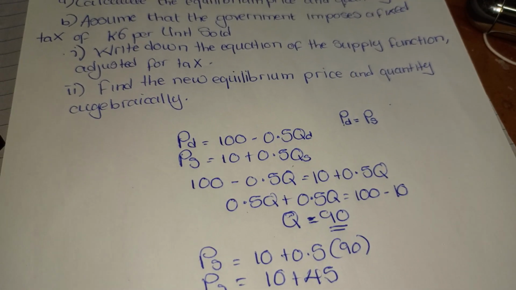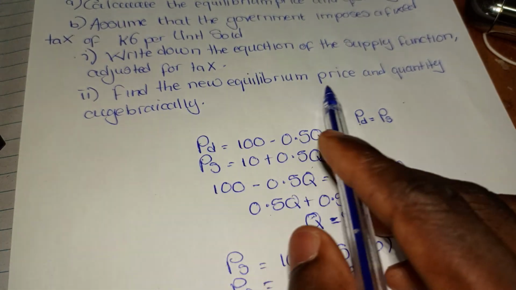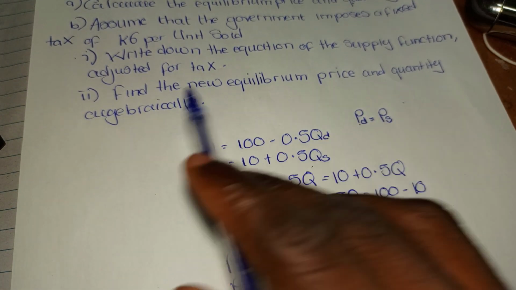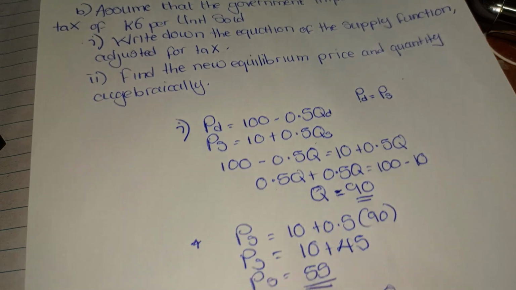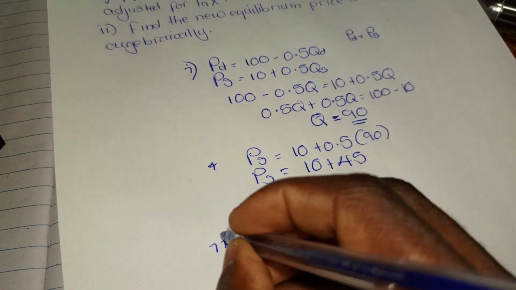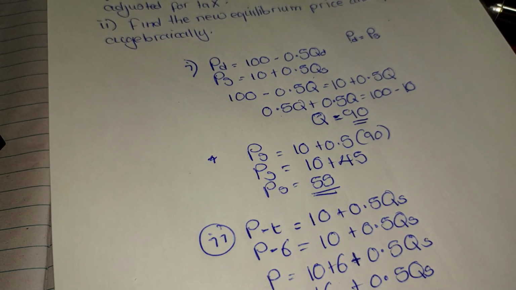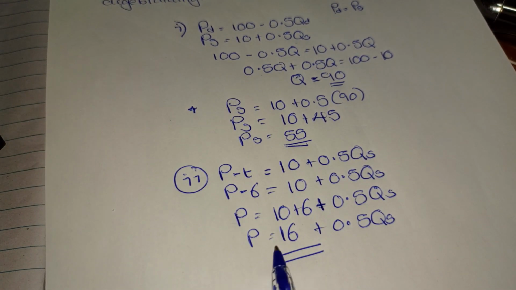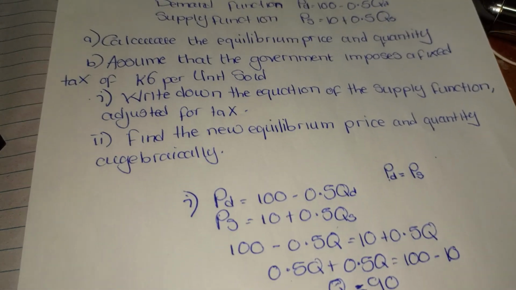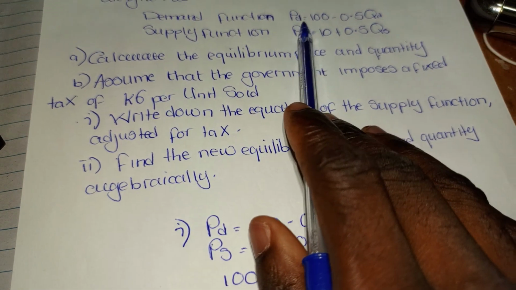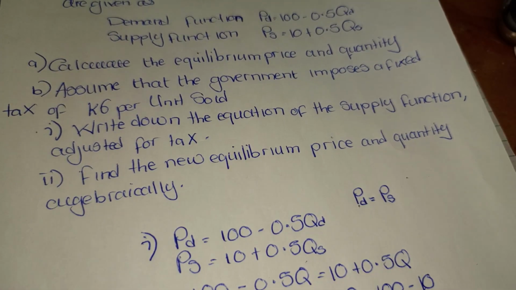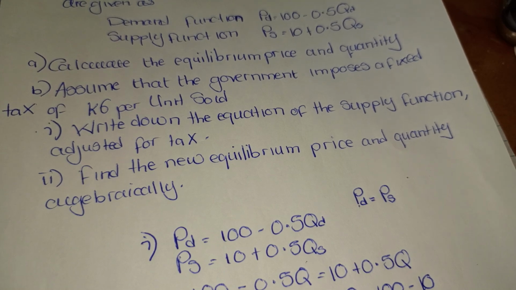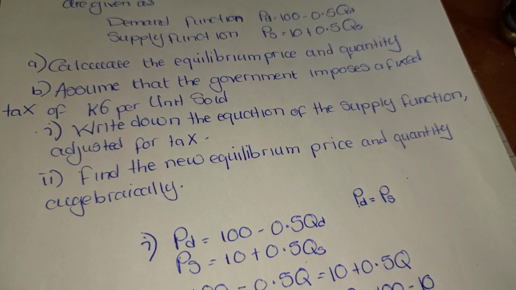Then the other question says, find the new equilibrium price and quantity algebraically. So remember, we can just have that to be our 1 and this one here to be our 2. Then for us now to find the new equilibrium price, we use the adjusted supply function together with the demand function, which was given to be 100 minus 0.5 QD. So from here, we can just calculate the equilibrium price and equilibrium quantity algebraically.